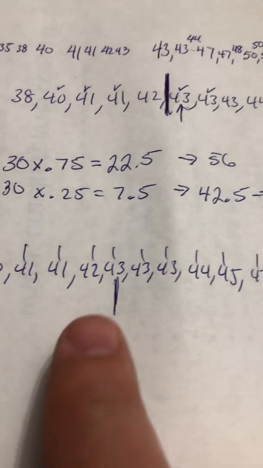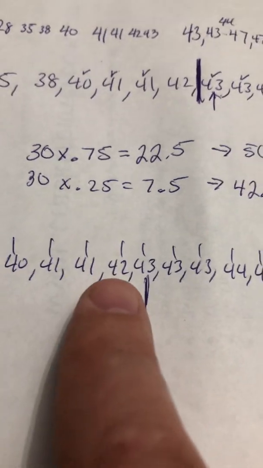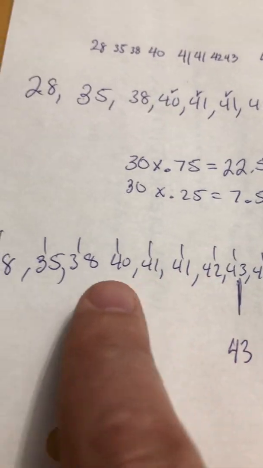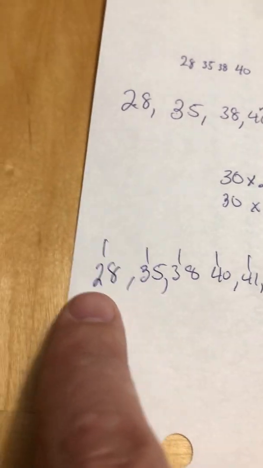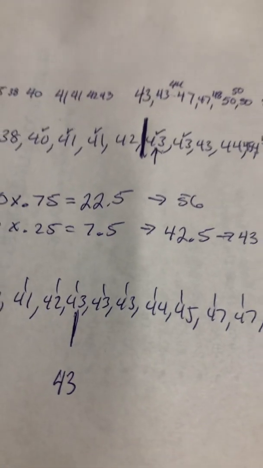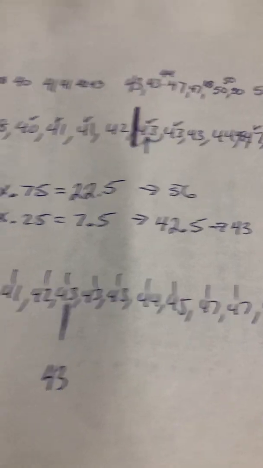And the values that are below the 25th percentile are the 42, the 41, the 41, the 40, the 38, the 35, and the 28. Hopefully that makes some sense.